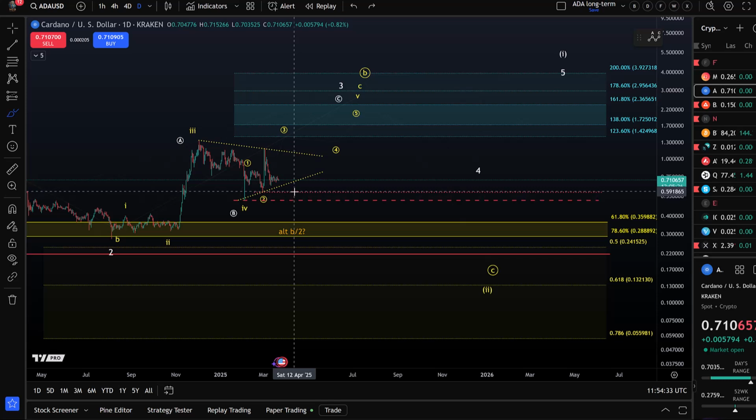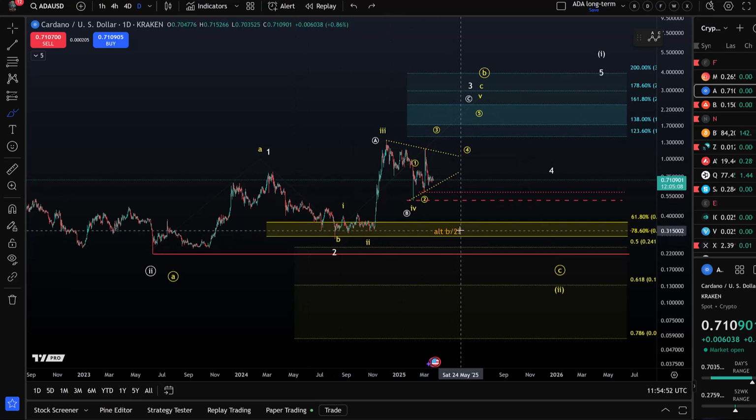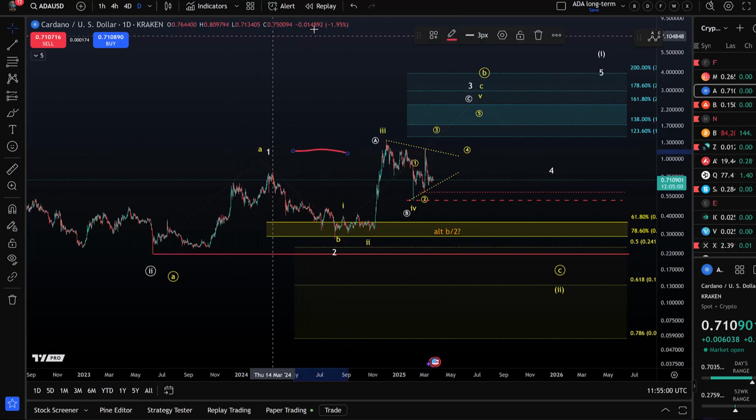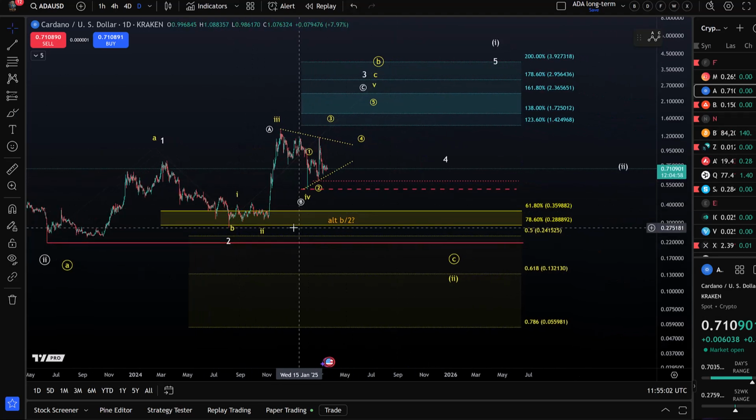What would happen if it gets invalidated? What if we break to the downside? Well, in that case, we will have to pay attention to the yellow box below between 29 cents and 36 cents. This will be the next main support zone to watch, because then we will likely pull back to the August lows of last year, around 25, 30 cents or so. This is something to be very much aware of.